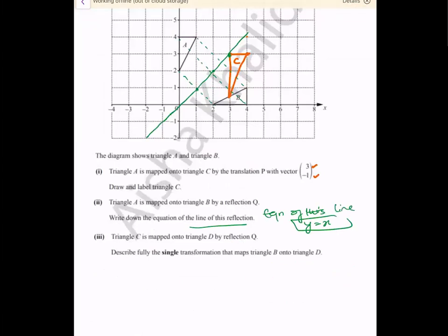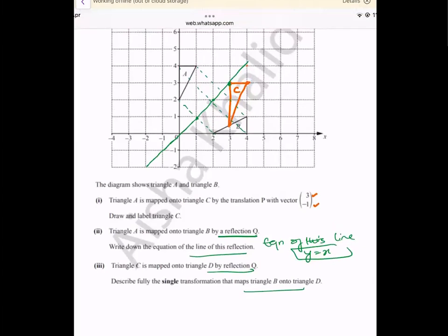C is mapped onto D by a reflection Q. So it's the same reflection of C under this line, which maps B onto D. So the first thing is you have to draw D. Point on the line of reflection will remain here. We'll go here. And this is going to be, all right, so if I redraw this, 3 and then -1, this is like this. Yes. So it's going to be one diagonal, one diagonal.